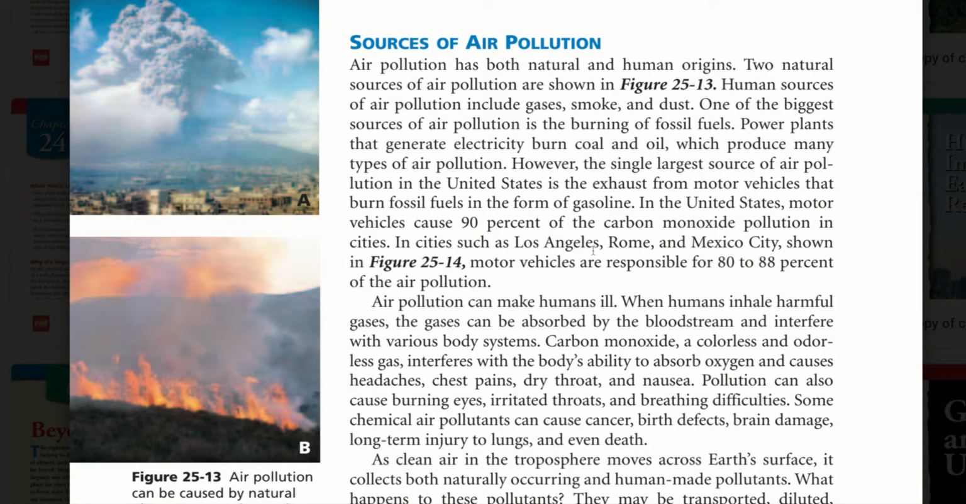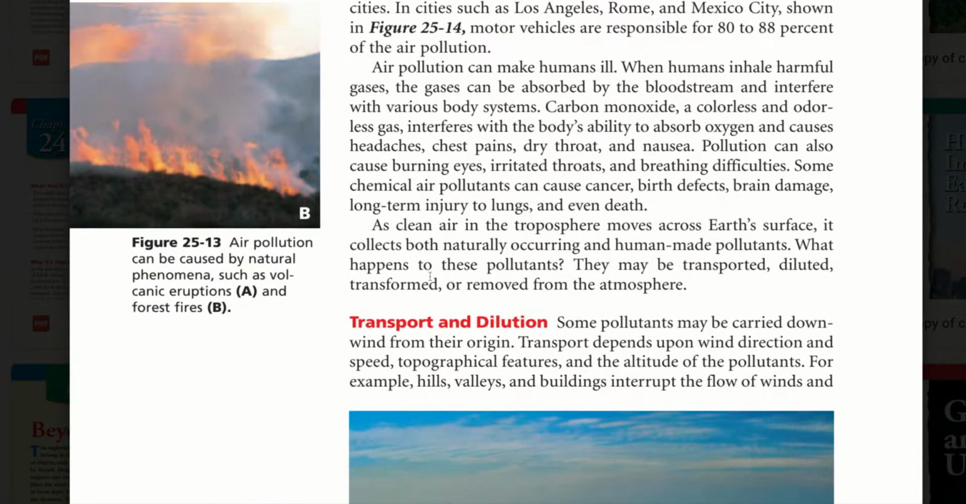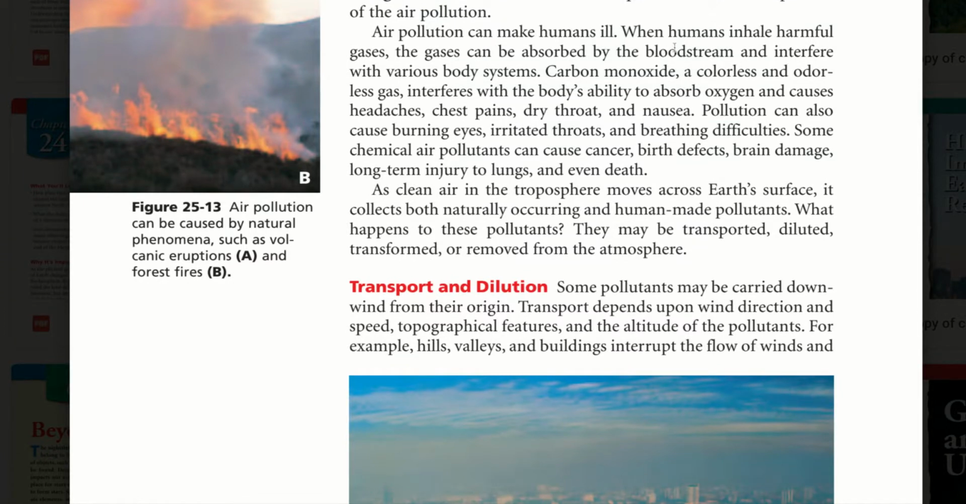In cities such as Los Angeles, Rome, and Mexico City, shown in Figure 25.14, motor vehicles are responsible for 80 to 88% of the air pollution. Air pollution can make humans ill. When humans inhale harmful gases, the gases can be absorbed by the bloodstream and interfere with various body systems. Carbon monoxide, a colorless and odorless gas, interferes with the body's ability to absorb oxygen and causes headaches and chest pains, dry throat, and nausea. Pollution can also cause burning eyes, irritated throats, and breathing difficulties.